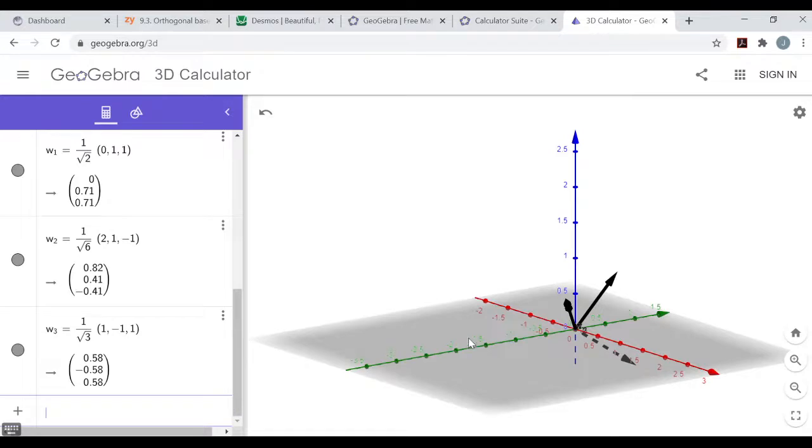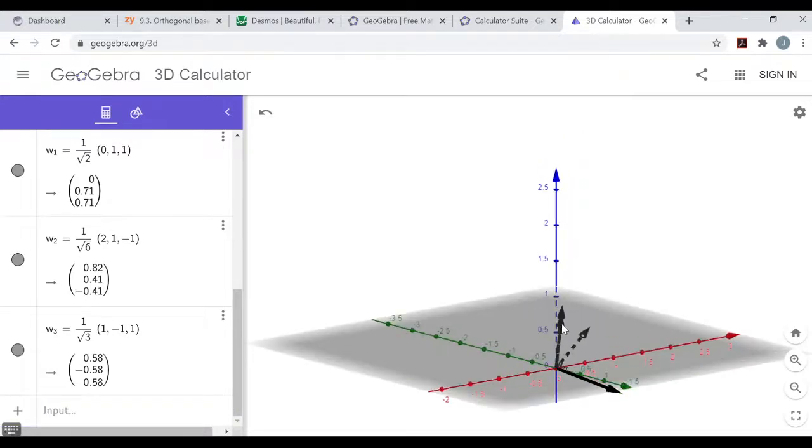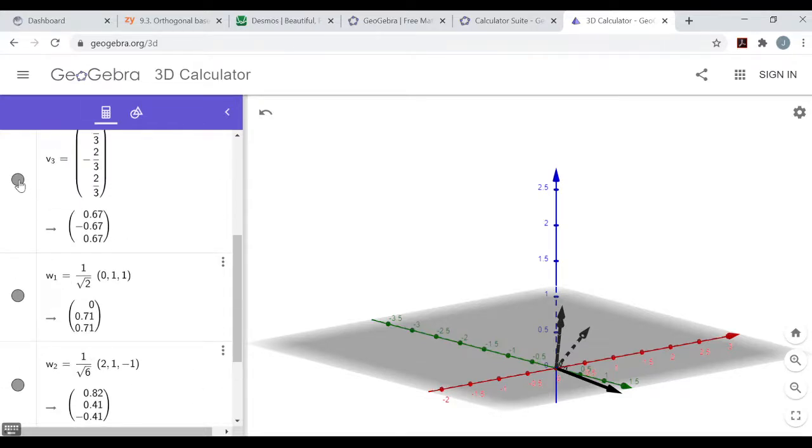All right, and again, you see those two, the 2 arrowheads in line with each other. One of those is W3, one of those is V3. It says W3 is a unit long. I get rid of V3.